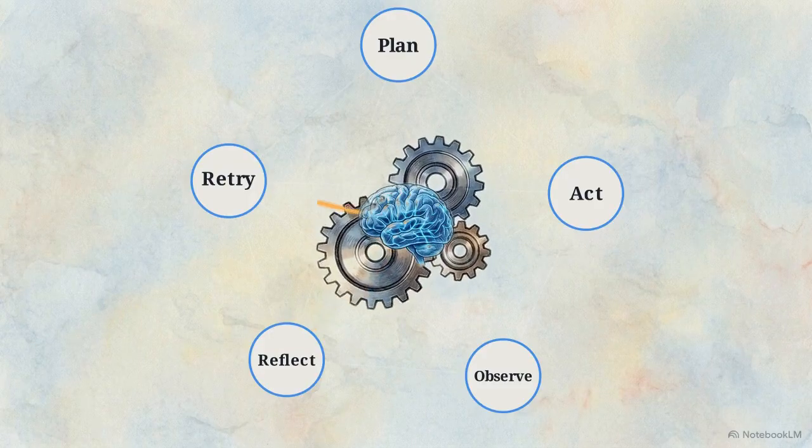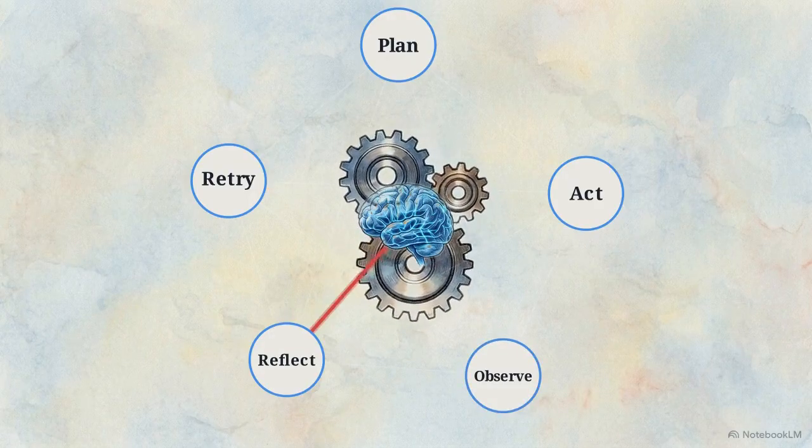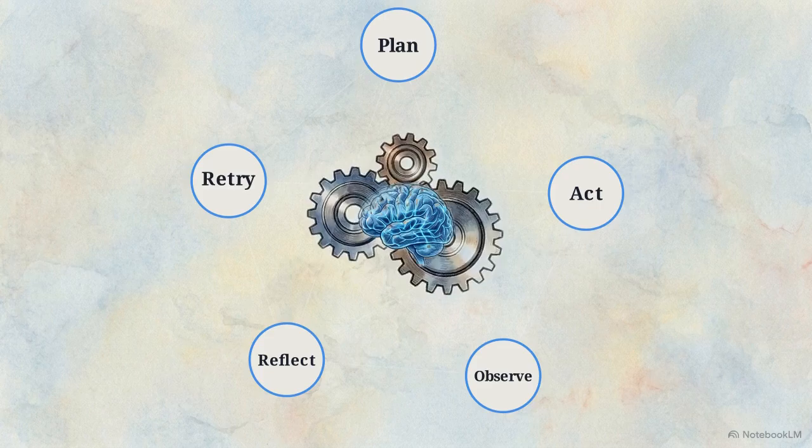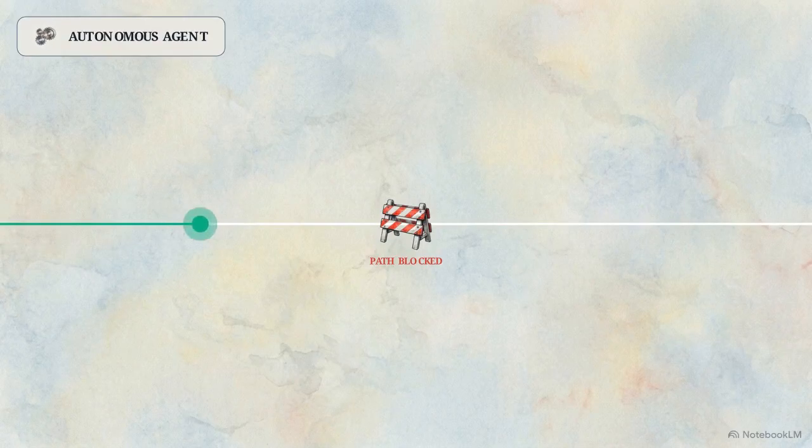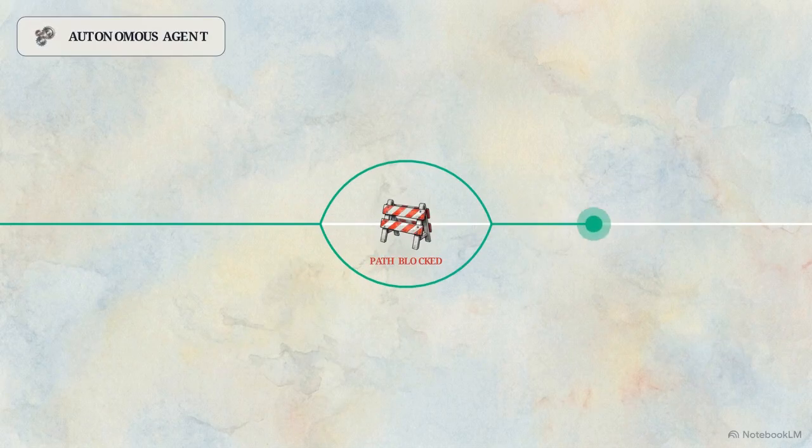You don't hard code these steps. Instead, let the model decide its path, adjusting strategy from real-time feedback. A rigid script breaks when a website changes layout or an API returns an error. An autonomous loop detects the failure, reads the error message, and writes a new plan to bypass the problem.